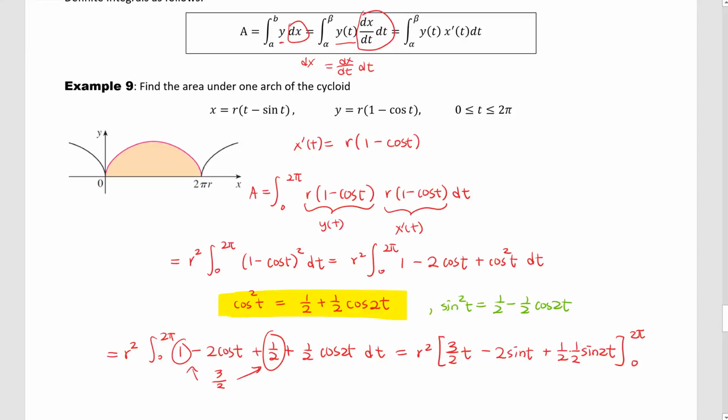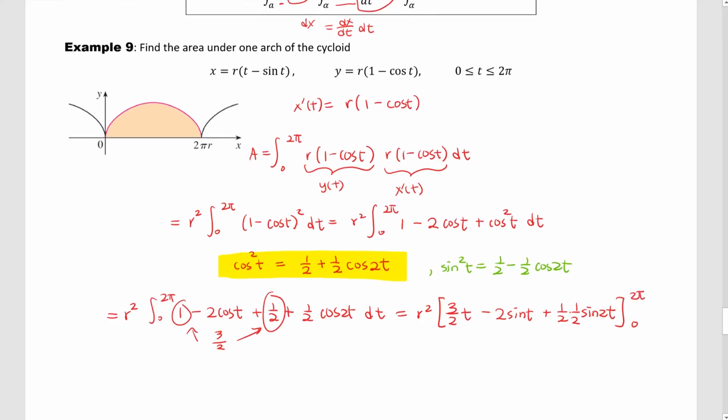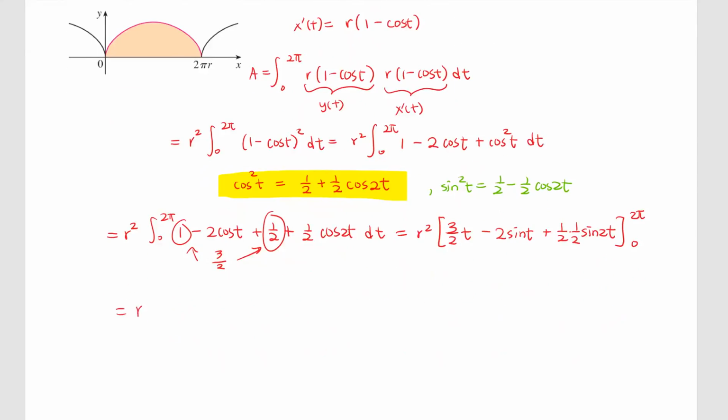Alright, let's see what happened. So we plug in 2 pi first. So we have 3 over 2 times 2 pi. Sine 2 pi is 0. Sine 4 pi is 0. You know, sine is like this. So 2 pi, 4 pi, they're all zeros. Okay, so when we plug in 0, everything's just going to be 0. So the 2s cancel. Our answer is 3 pi r squared. So far so good, everybody? So this is the area, this orange area.